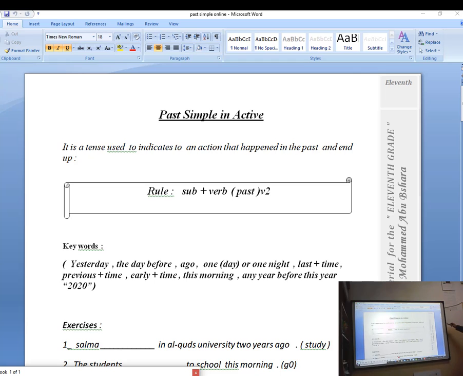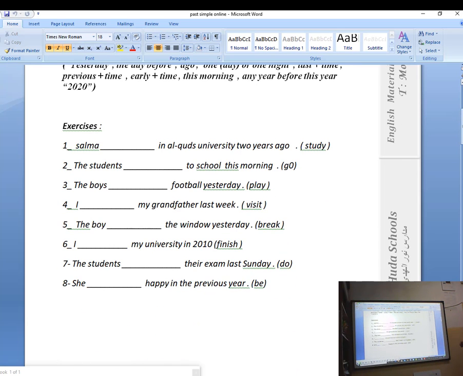Okay, now we are going to continue our lesson and take some exercises. First, Salma studied at Al-Quds University 2 years ago. We have here 2 years ago. 2 years ago is just a time in the past, so we should use past simple with study, means studied. Okay, the students went to school this morning. This morning is one of the keywords of the past simple, so we should use past simple of go, means went.